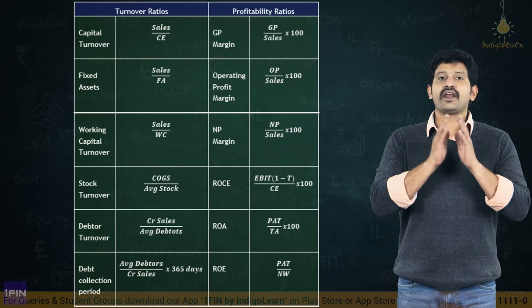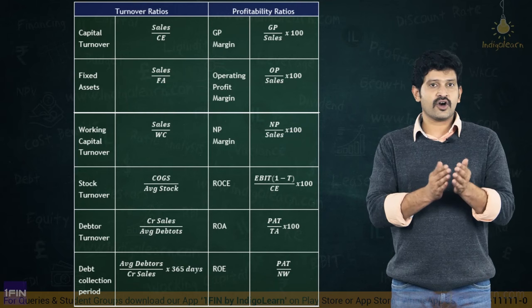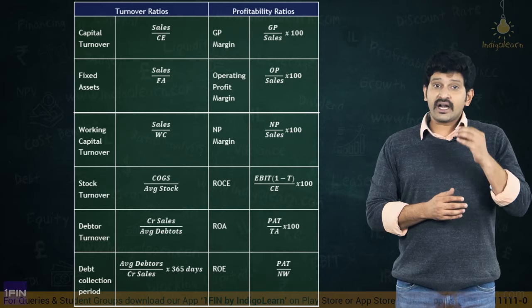On this, we also understood something called the DuPont theory, which says when there is a debt component in the capital structure, whatever is the return on total assets, it can be magnified with the help of the equity multiplier.